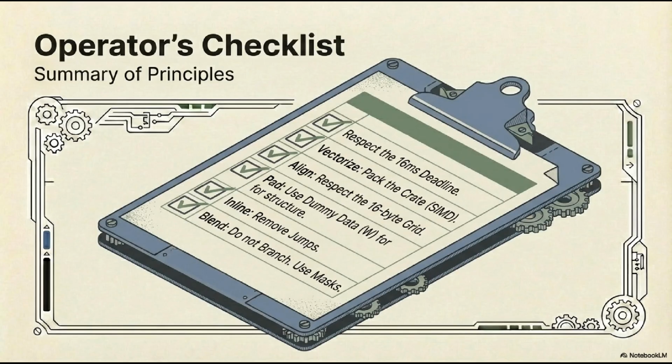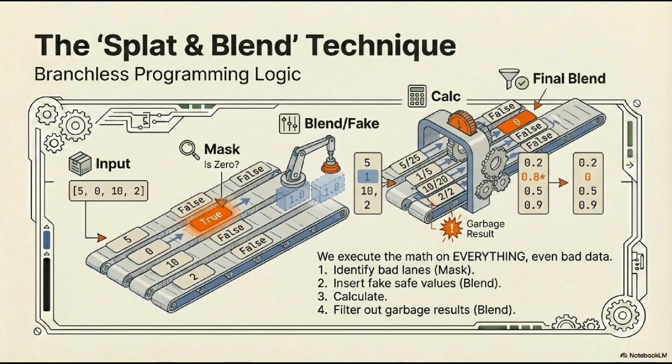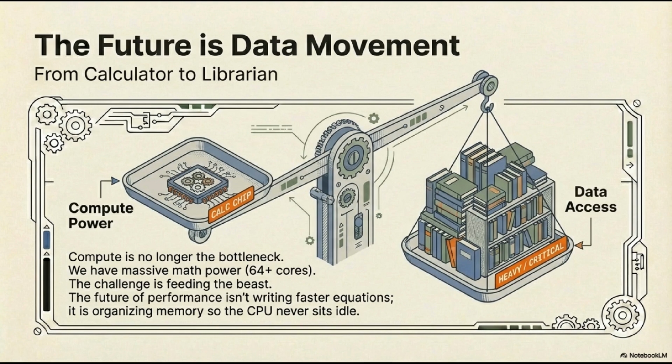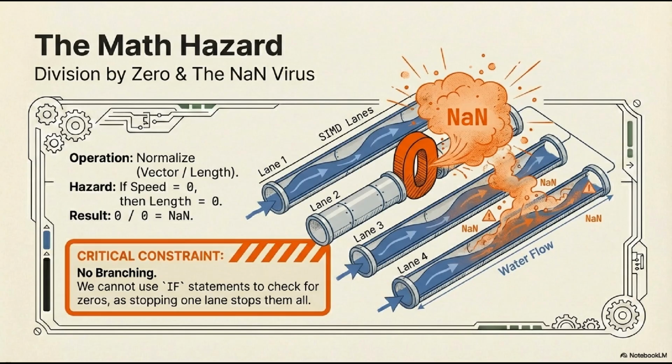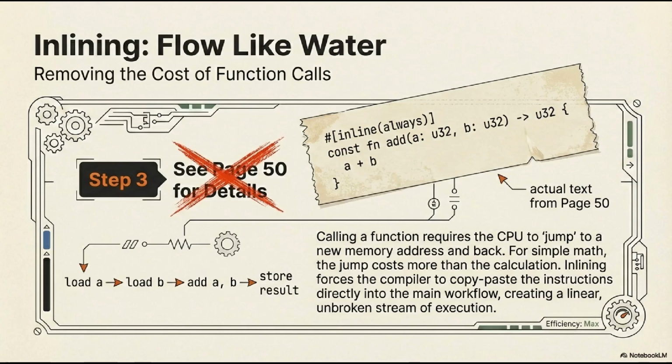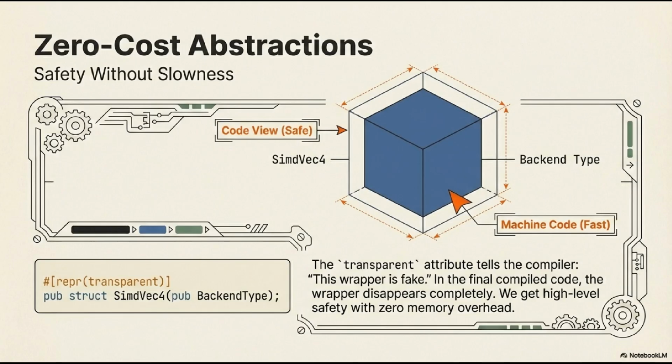This is a really important concept in modern programming. It's called a zero-cost abstraction. Zero-cost abstraction. So we are creating a new type called SIMVec4, and inside it we are holding the raw hardware data, which we call backend. Usually when you wrap something in a container, that container adds a layer. It takes up space. Right. Think of a gift. If I put a gift in a box, the box itself has weight and takes up space.